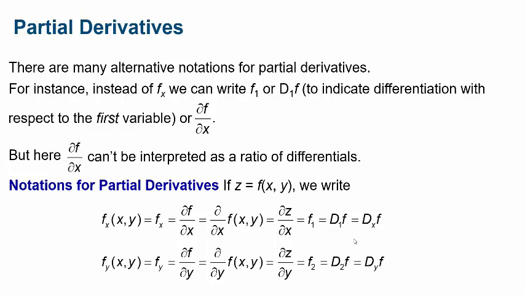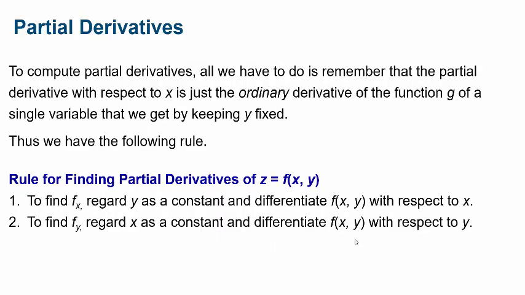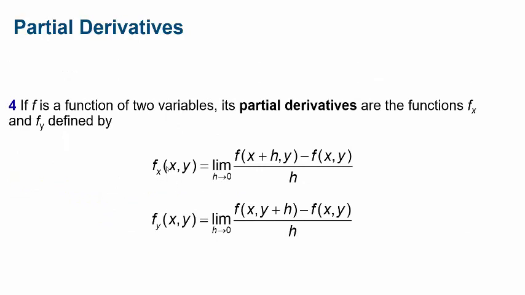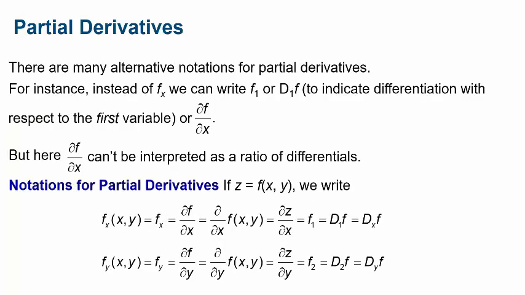All right, so to compute partial derivatives, this is important. All we have to do is remember that the partial derivative with respect to x is just the ordinary derivative of the function g of a single variable that we get by keeping y fixed. That's it. So to find the partial derivative of this function with respect to x, just remember all you're doing is keeping y fixed. You're treating y like a constant.